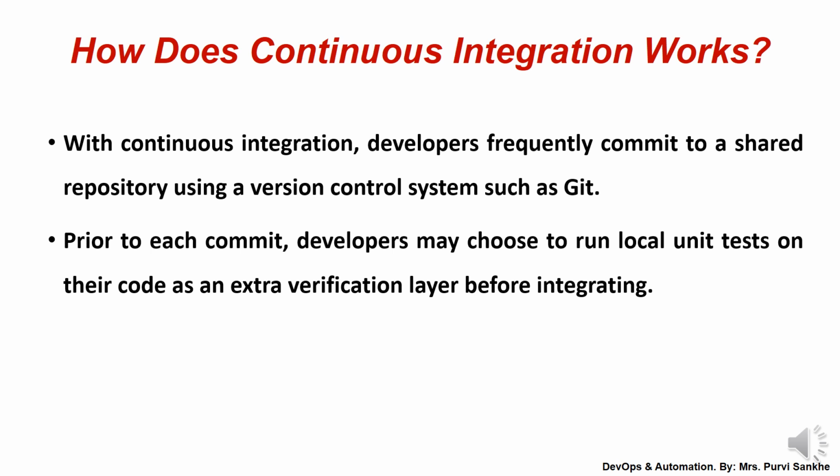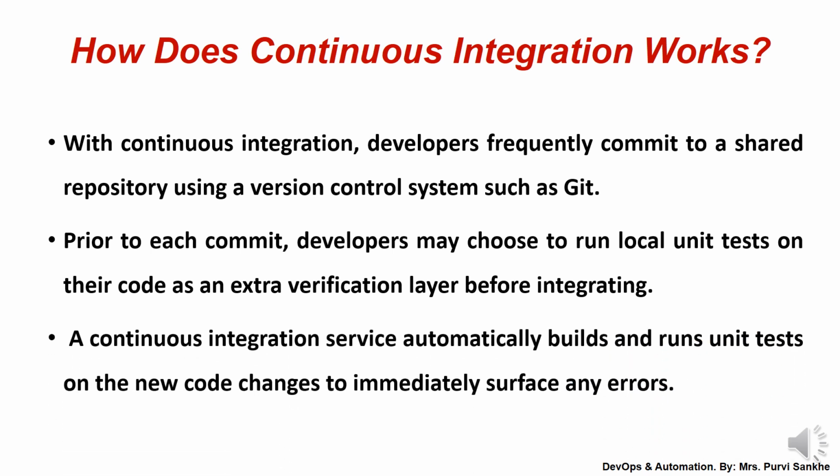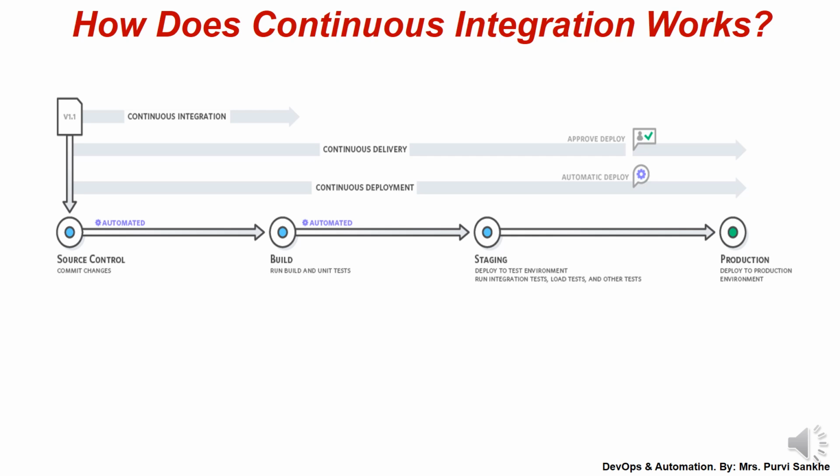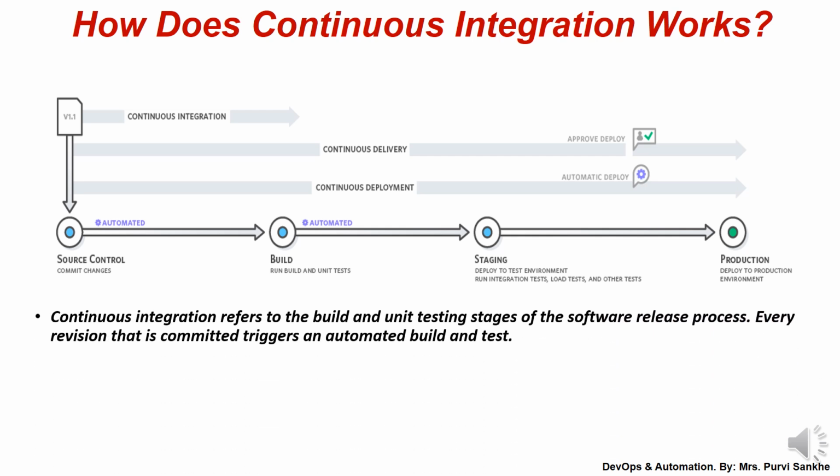Prior to each commit, developers may choose to run local unit tests on their code as an extra verification layer before integration. A continuous integration service automatically builds and runs the unit tests on the new code changes to immediately surface if any errors are there. How does continuous integration work? Continuous integration refers to the build and the unit testing stages we have seen in the previous slide of the software release process. Every revision that is committed triggers an automated build and test.